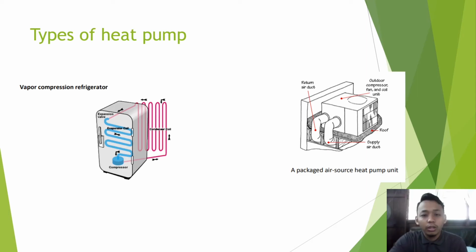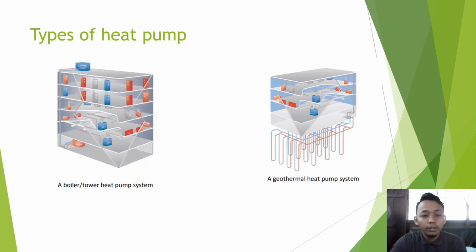Okay, these are examples of sources of heat pump. The first one is a vapor compression refrigerator. The next one is a packaged air source heat pump unit. And then this is a boiler or tower heat pump, which uses a water source, and then a geothermal heat pump system. The geothermal heat pump system uses a ground source.